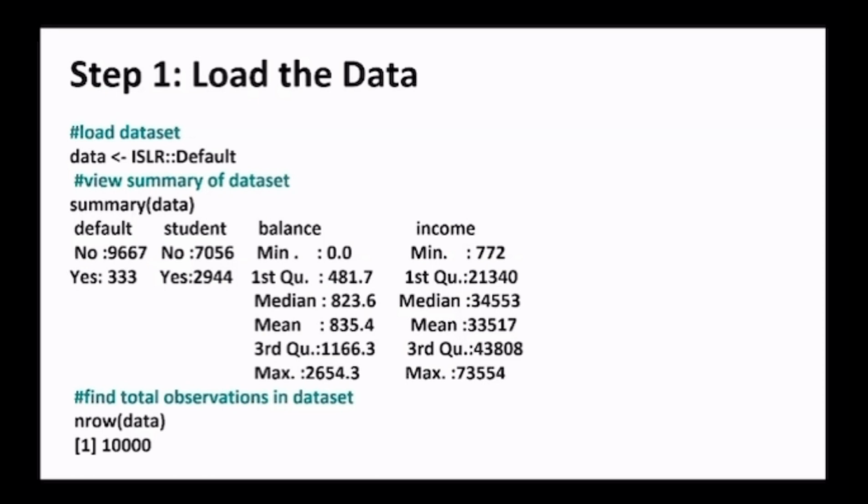If you take a look at default, 9,667 customers have not defaulted before in this bank, while 333 have defaulted. We're actually using the information available to this bank. And a good number of customers in this bank are not students. For balance, the minimum balance is zero and the maximum balance is 2,600. Take a look at the income, and of course we've got 10,000 customers in this bank.